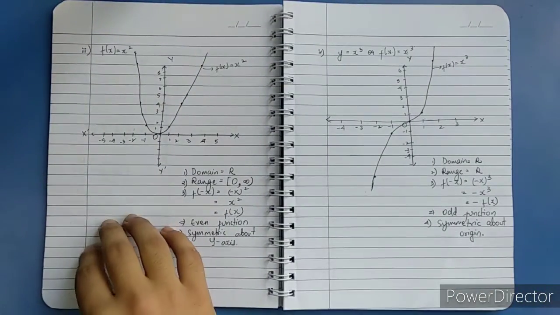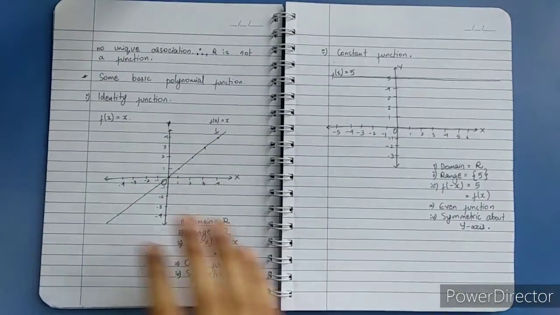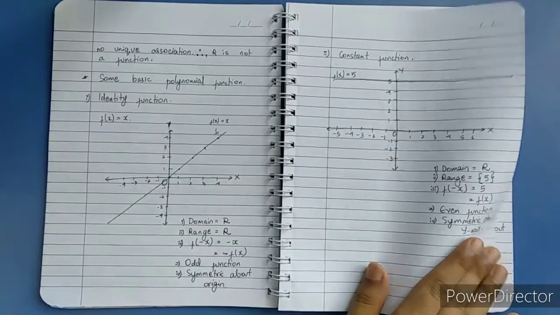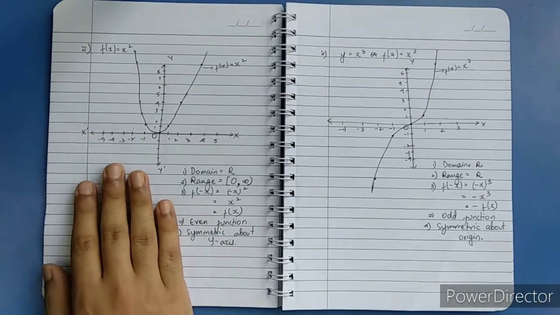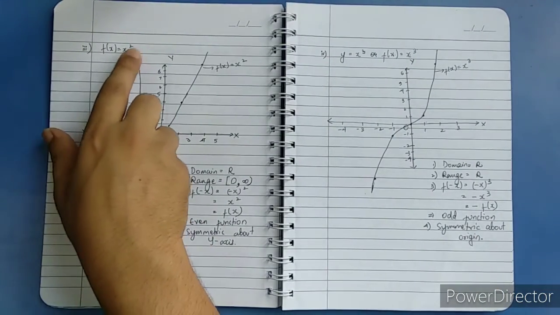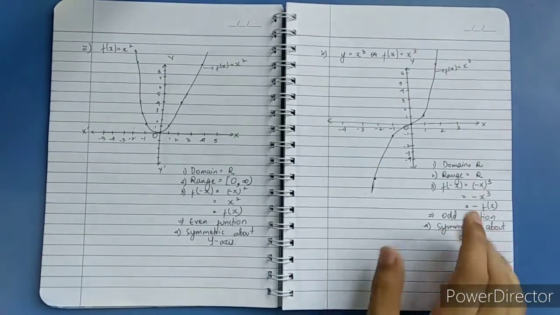In today's class, we are going to look at some more graphs. In the last class, we discussed the identity function, the constant function, x power 2, x squared, x cubed. Today, we'll discuss rational functions.